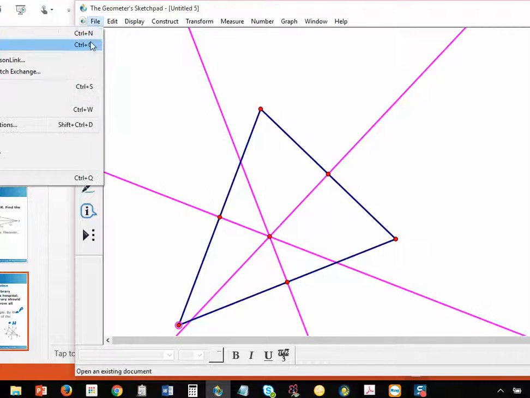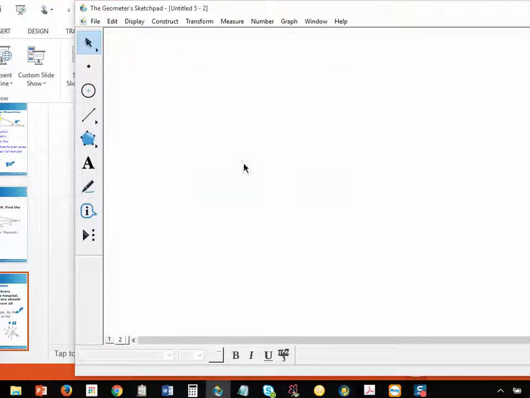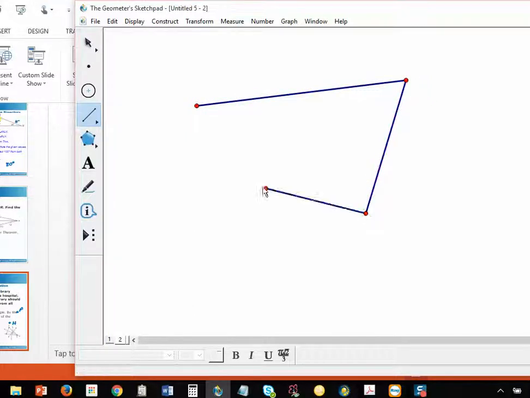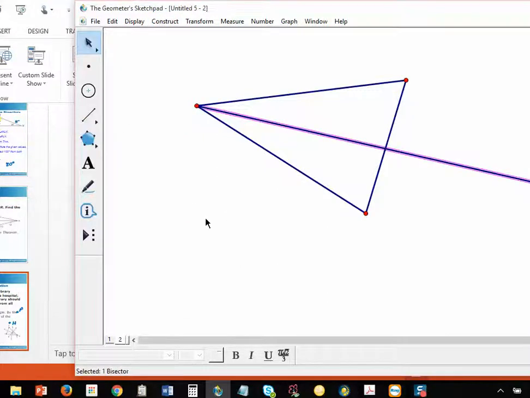Let me do a new page. Okay, I'm going to make a triangle with 3 points, and I'm going to connect those with line segments. And now remember that the incenter is when you do the perpendicular, I mean not perpendicular, the angle bisectors. So I need to select an angle like that and then construct the angle bisector. Okay, there's one of the angle bisectors.